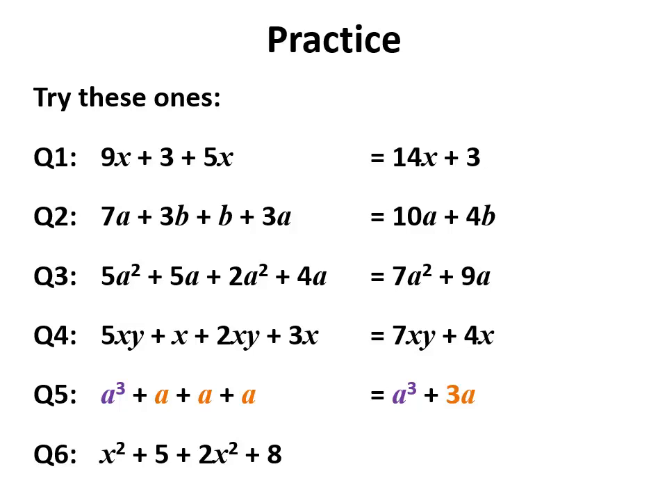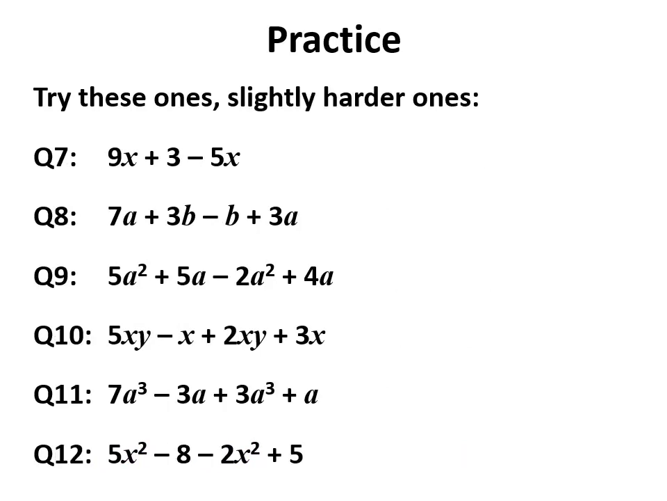And last one on this page, 1x squared and 2x squared is 3x squared, 5 and 8 is 13. Half dozen more to finish, this time with subtractions, so slightly harder. So, question 7, we're taking 5x away from the 9x, the 3 stays where it is. Question 8, taking 1b away from 3b, and that leaves us 2b's, and the 7a's and the 3a's, they add because there's a plus in front of the 3a.